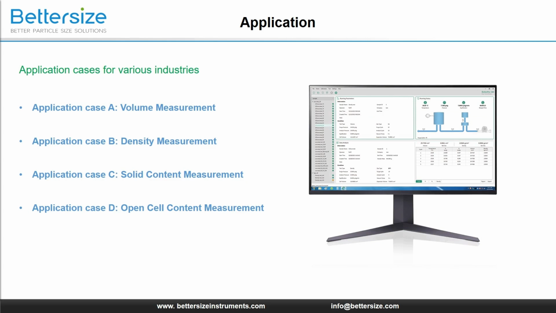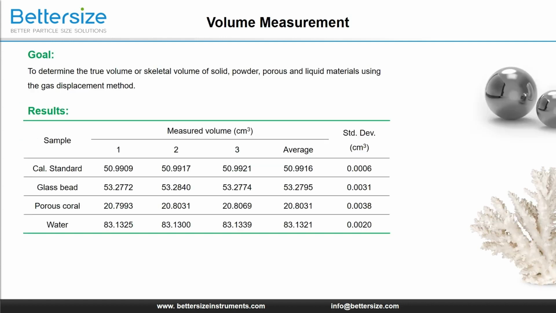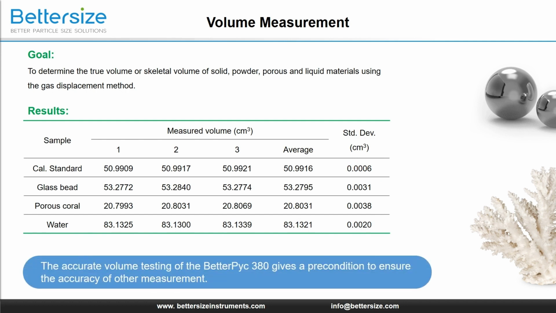Then, I'm going to show you some application cases from 4 measurements: volume, density, solid content, and open cell content. In volume measurement, we use the BetterPyc to determine the volume of the bulk materials, standard ball, powders, glass bead, the porous material, coral, and the liquid sample, water. The standard deviation of the measured volume of 4 different samples is less than 0.004 cubic centimeter. So, the BetterPyc can give you accurate volume testing, which is a precondition to ensure the accuracy of other measurements.